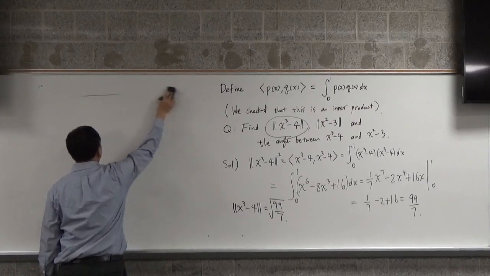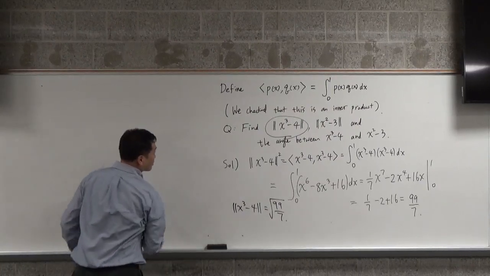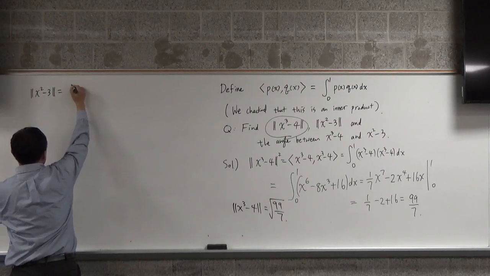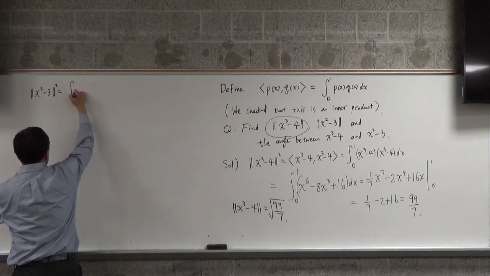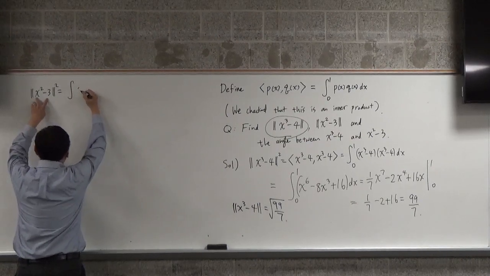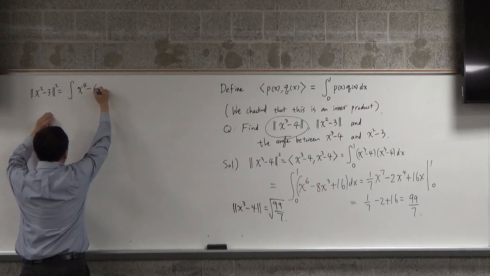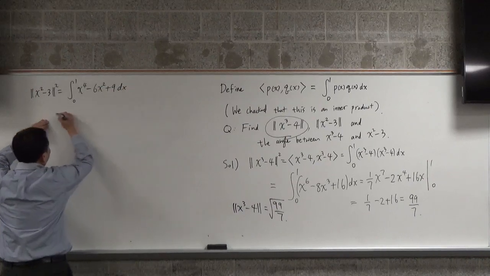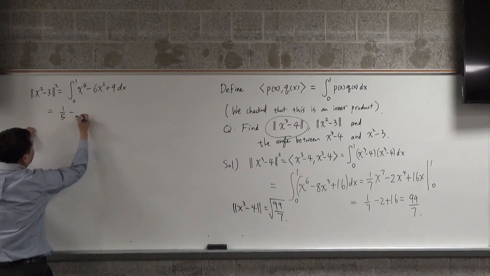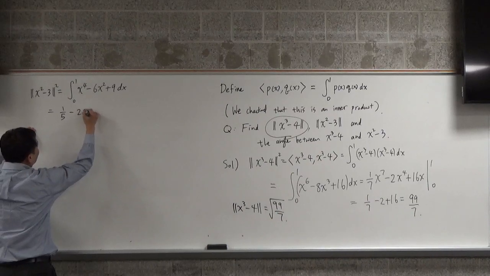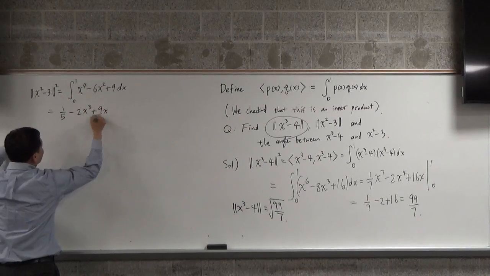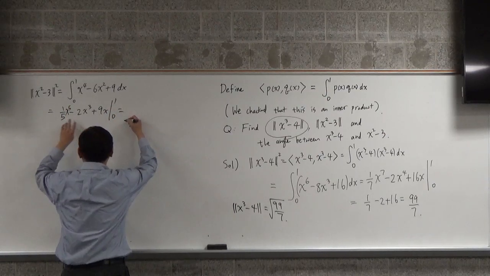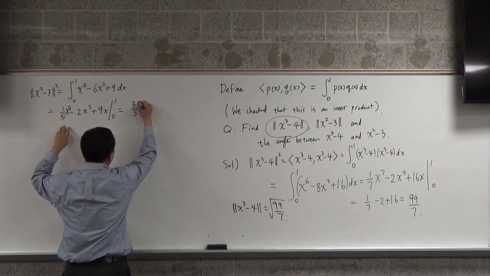Now let's continue on and do the other ones. Let's find the norm of x squared minus 3. I'll do this quickly. This will be this times itself, so it's going to be x to the 4th minus 6x squared plus 9, integrated from 0 to 1. So that's going to be 1/5 x to the 5th minus 2x cubed plus 9x. Then you plug in 1, 0, so 36 over 5. That's what you're going to get.